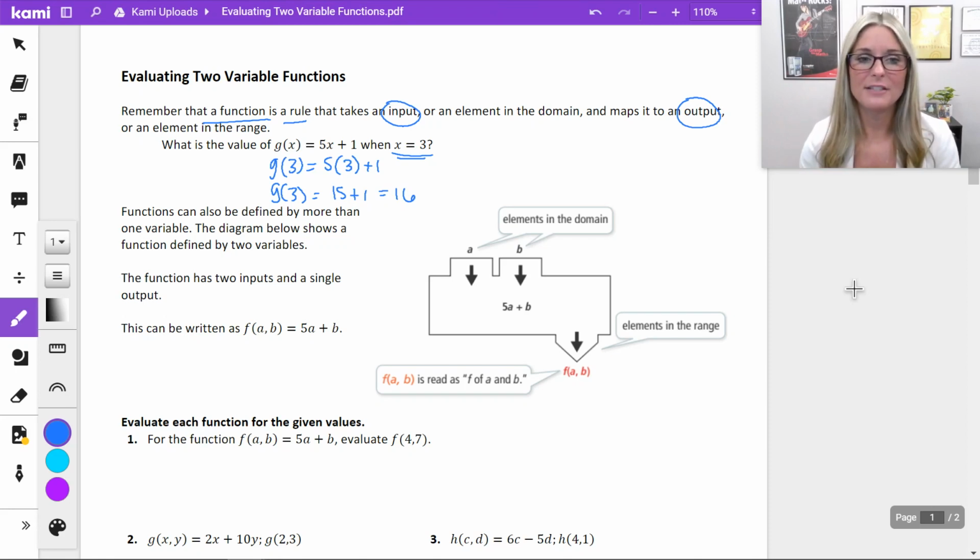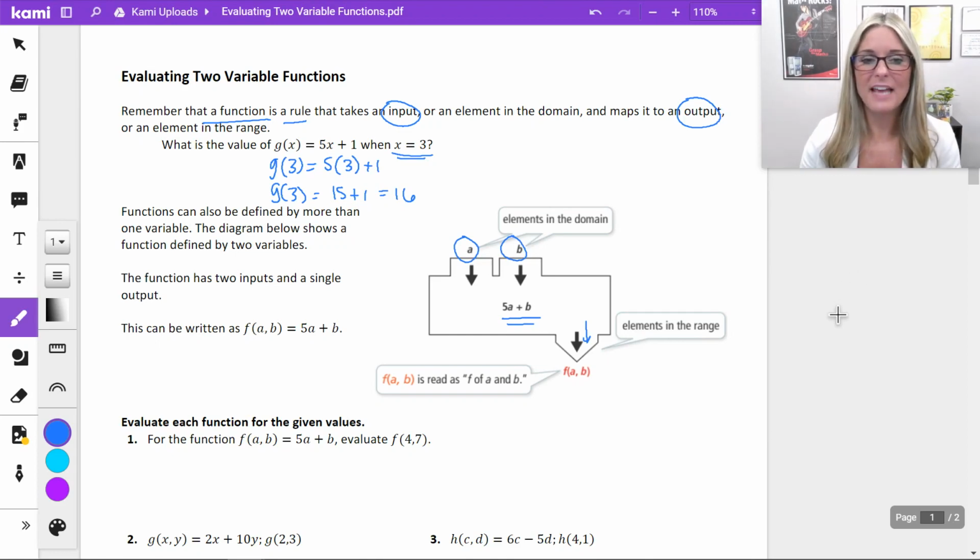Functions can also be defined by more than one variable. That's what we're going to do today. The diagram below shows a function defined by two variables. The function has two inputs and a single output. As we take a and b and plug them into our function, a single output comes out. This can be written as f of a and b equals 5a plus b.